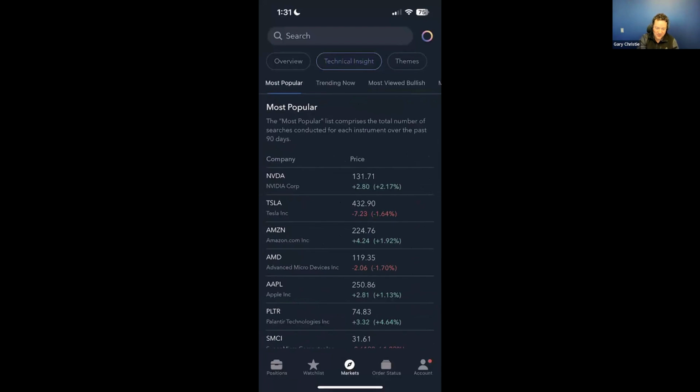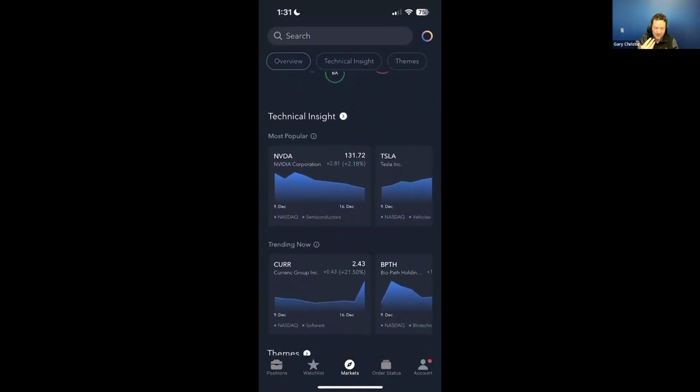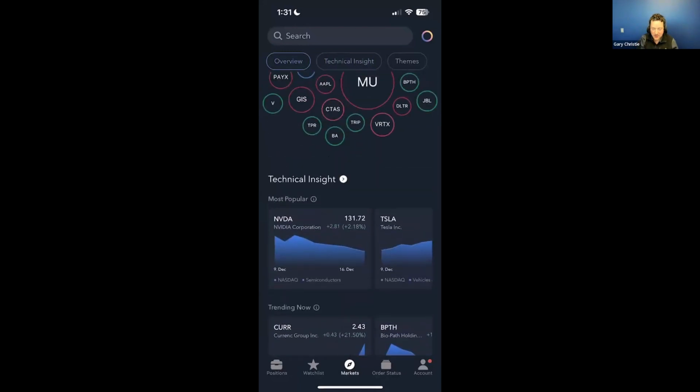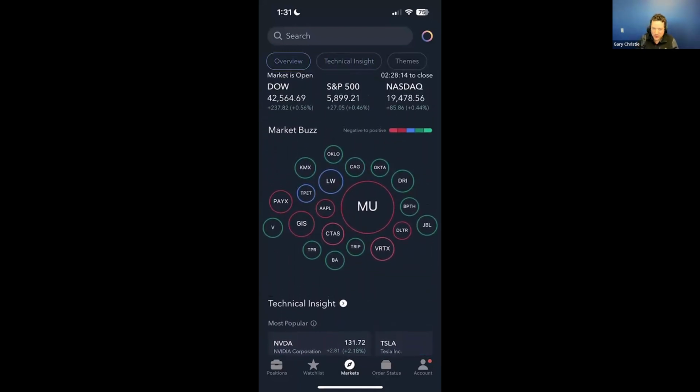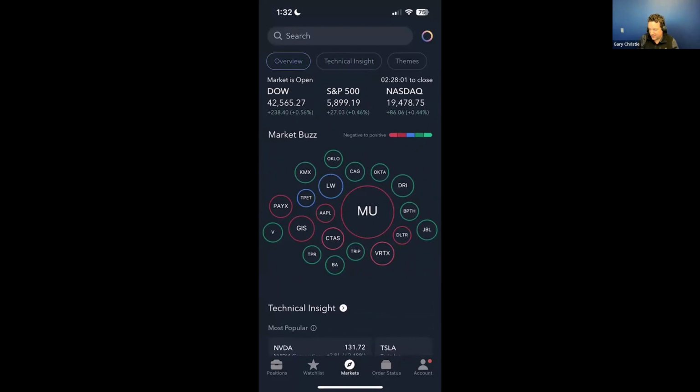And I mean, there's a lot to do here, but that's probably where I'm going to leave it for the mobile app right now. So again, market buzz, scroll down, interesting setups technically. There's themes in here and the news. But now I got a few minutes. I don't want to take up too much of your time. I'll just share my screen and go to the Firstrade app on the web, and we'll go into some more detail of this.